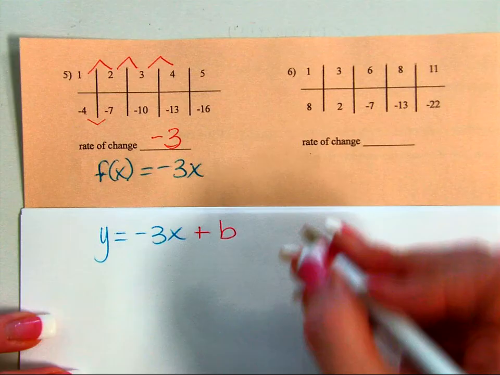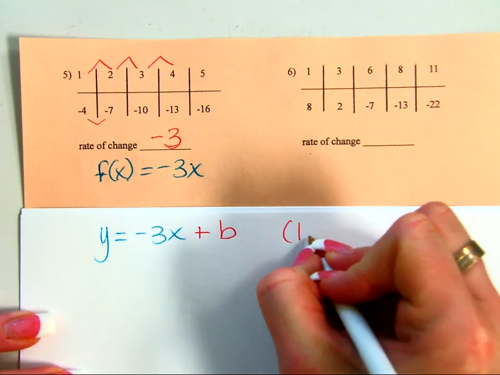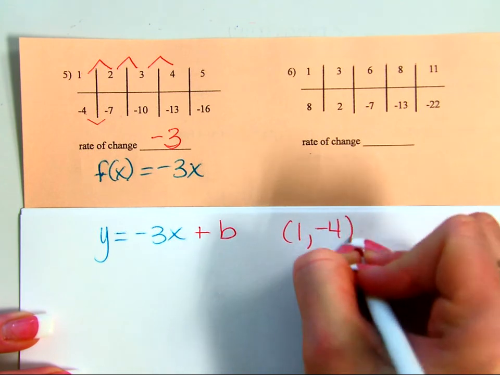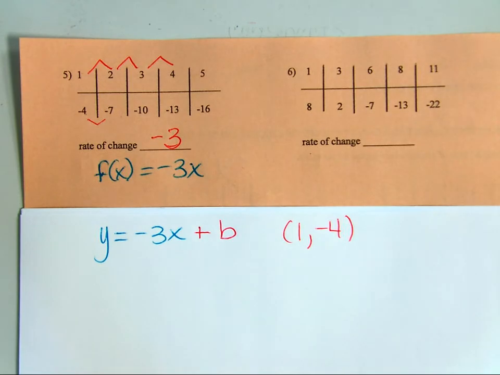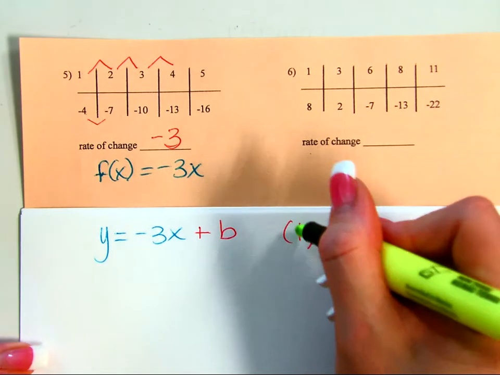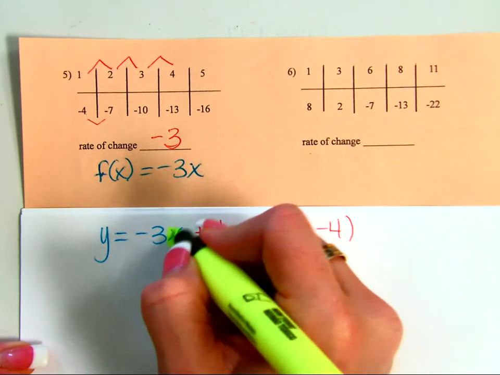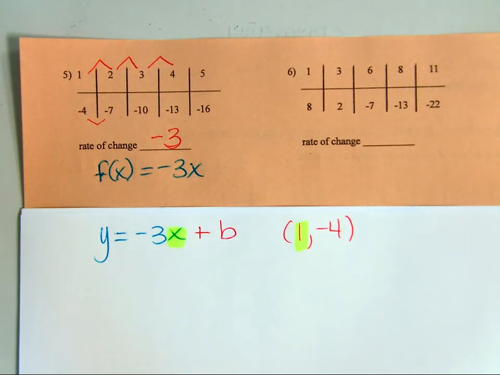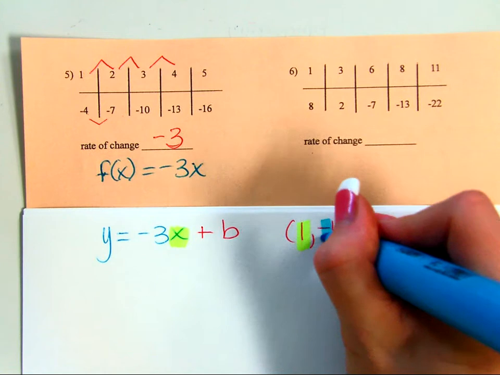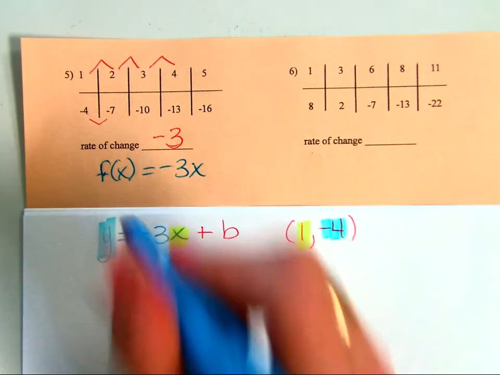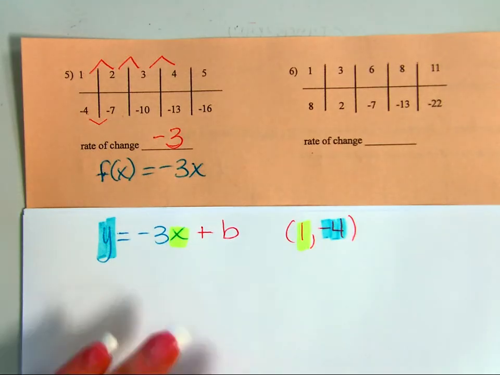So I'm going to say when X is 1, Y is negative 4. And then I'm going to plug those in. Watch this. So if this is 1, that's my X. I'm going to put it here, right? If Y is negative 4, I'm going to put that there. Do you see? Okay? Autumn, please pay attention.